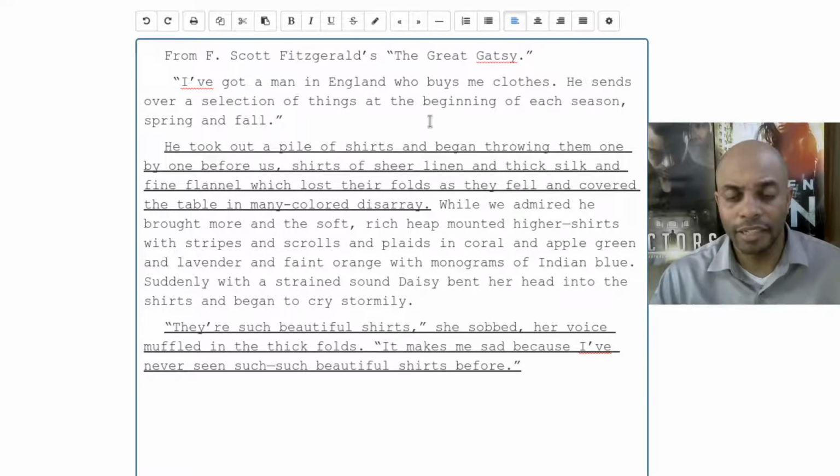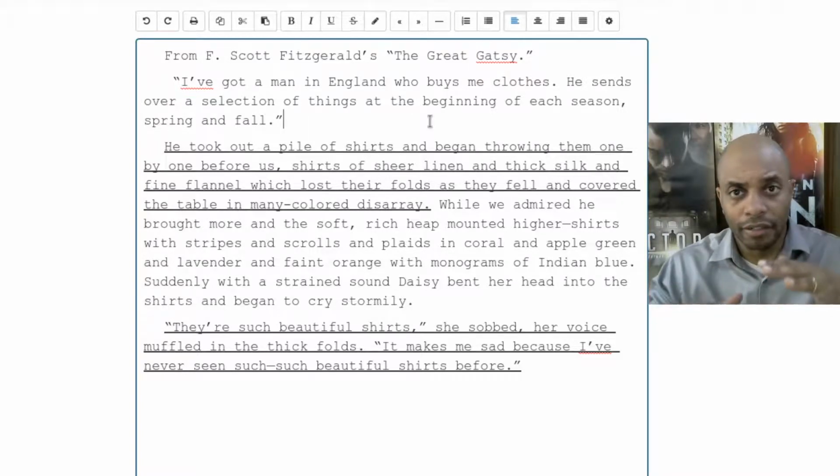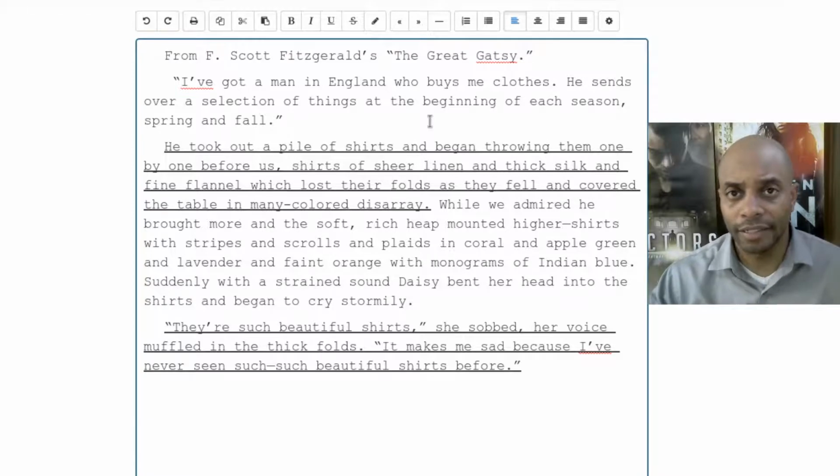So subtext isn't always clearly defined. No one is saying, look at me, I'm super wealthy. And Daisy isn't explicitly saying why she's sobbing. But because of the disconcertion that they're bringing with the text, it's obvious that there's more going on here than what's simply being said or narrated by the narrator. There's more happening. And that more happening, that's an example of subtext.